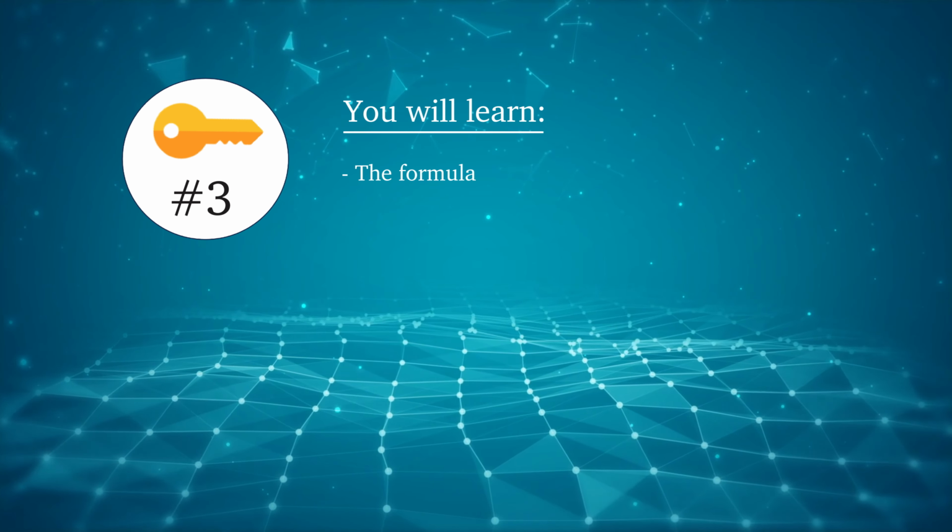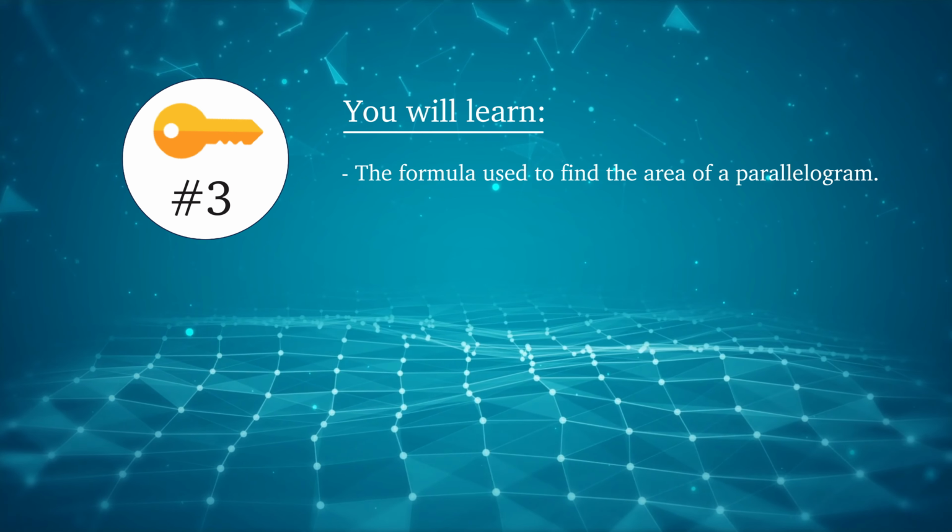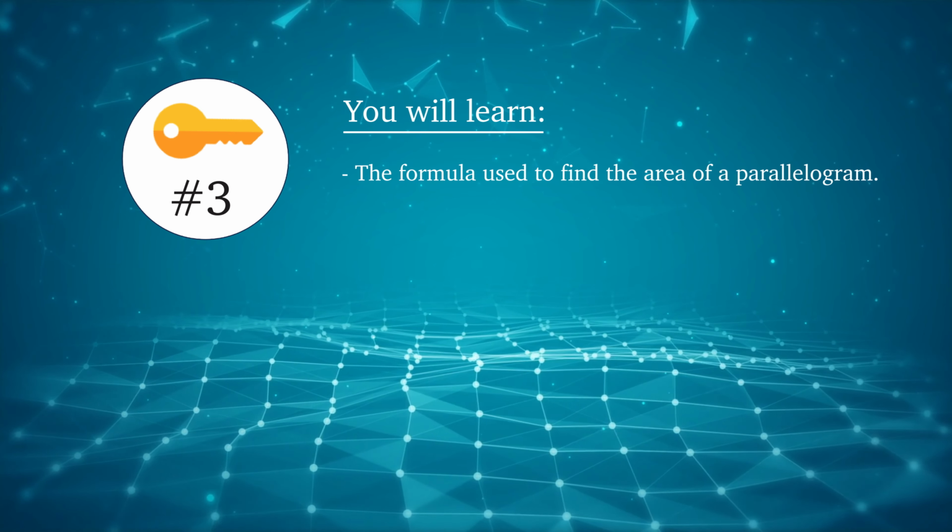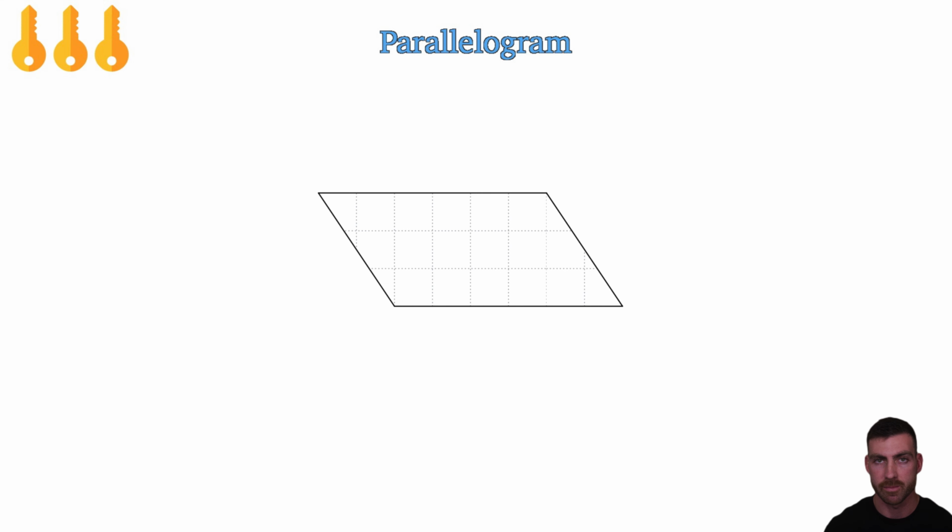In this section, you will learn the formula used to find the area of a parallelogram. Let's look at this parallelogram. You're given the base and the perpendicular height. But this shape is slanted. So do we need a new formula? Or is it connected to something we already know? Let's imagine drawing a rectangle around it, using the same base and the same height.